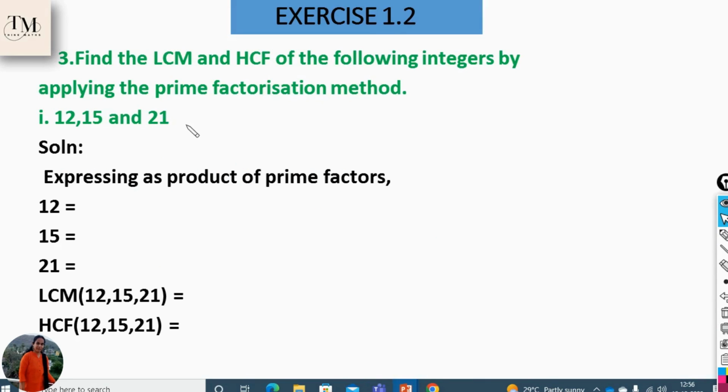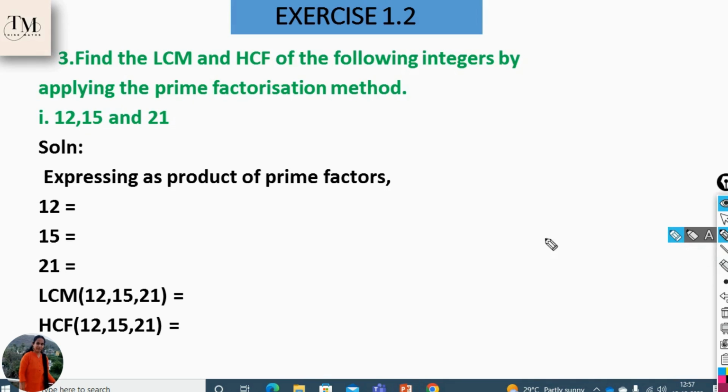Third problem: find the LCM and HCF of the following integers by applying the prime factorization method. We just have to find the LCM and HCF. No need to check that LCM into HCF equals the product of A, B, C, because we know that only the product of two values is equal to LCM into HCF. Here they give three values, so 12 into 15 into 17 is not equal to LCM into HCF. So we just have to find the product of prime factors.